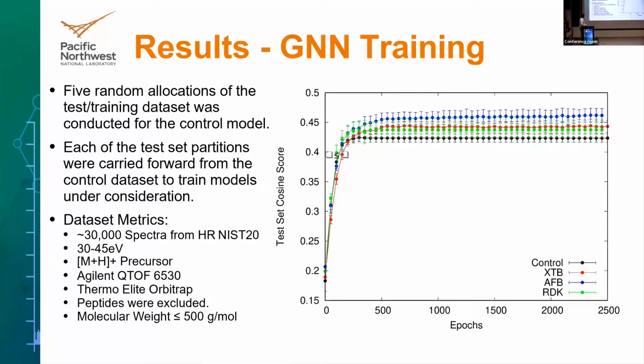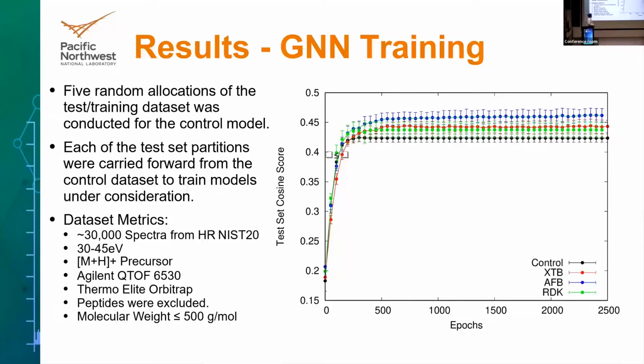For our data set, we're training on roughly 30,000 spectra, 30 to 45 electron volts with the M+H+ precursor type, across 2 different instruments, the Agilent QTOF and the Thermo Orbitrap. We explicitly made a design choice to exclude peptides from our data set, since we didn't want to reinvent the wheel of peptide embedding or peptide MS prediction, since there's already some great neural nets out there that already perform peptide MS predictions fairly well. We also restricted our molecular weight range to less than or equal to 500 grams per mole.